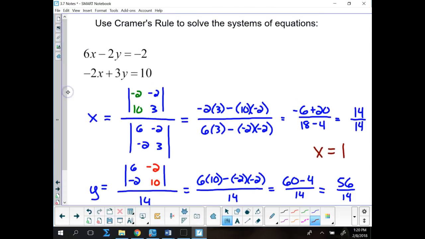So my suspected answer then is the point (1, 4). 6 times 1 is 6. 2 times 4 is 8. 6 minus 8 is -2. It checks out in the first one. -2 times +1 is -2. 3 times 4 is 12. -2 plus 12 is +10. Checks out in the second one.